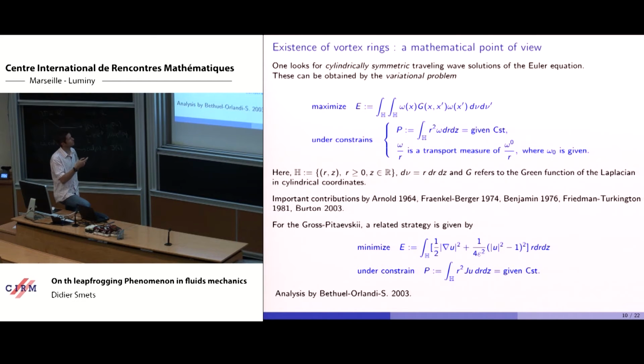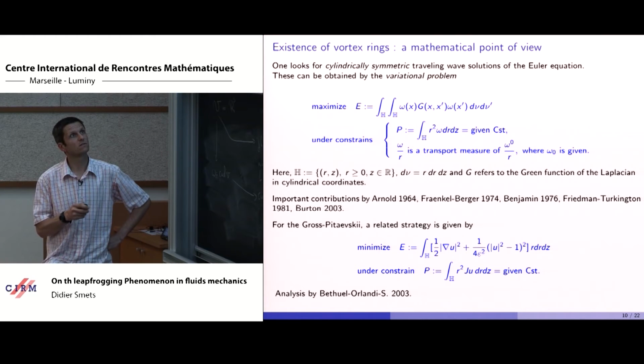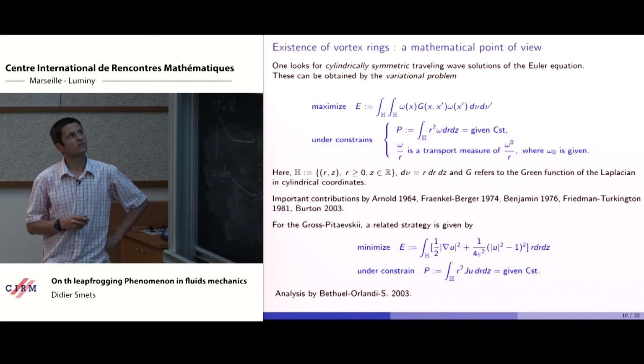It has at least one maximum, and you can derive the Euler-Lagrange equation. And for the ratio E over P sufficiently large, it really looks like a vortex ring. You can even prove some asymptotics on the minimizers of this problem. So it is a maximizer under momentum constraint, and the idea of maximizing in classes of transport of a fixed density measure of vorticity dates back to Arnold. For the Gross-Pitaevskii, the same program holds, just that it's no longer a maximizer, it is a minimizer.